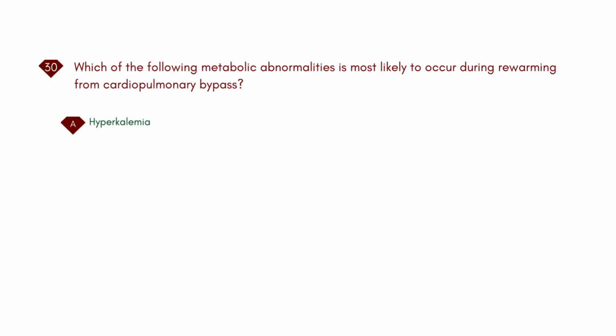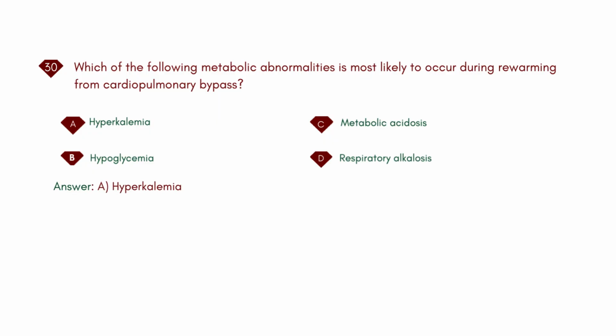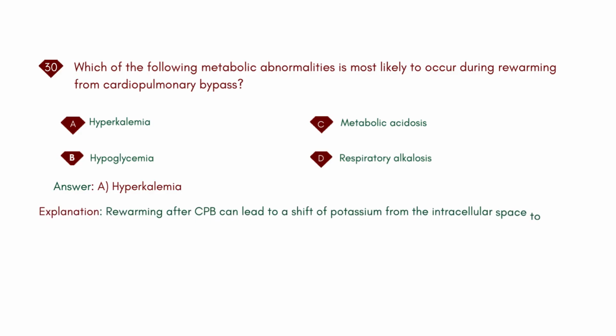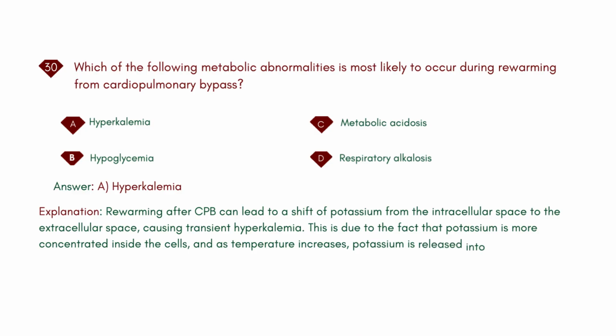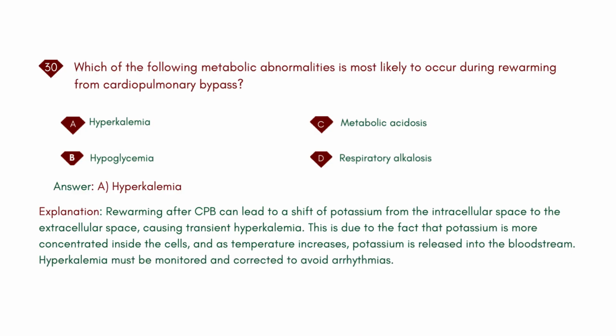A. Hyperkalemia. B. Hypoglycemia. C. Metabolic acidosis. D. Respiratory alkalosis. Answer: A. Hyperkalemia. Explanation: Rewarming after CPB can lead to a shift of potassium from the intracellular space to the extracellular space, causing transient hyperkalemia.